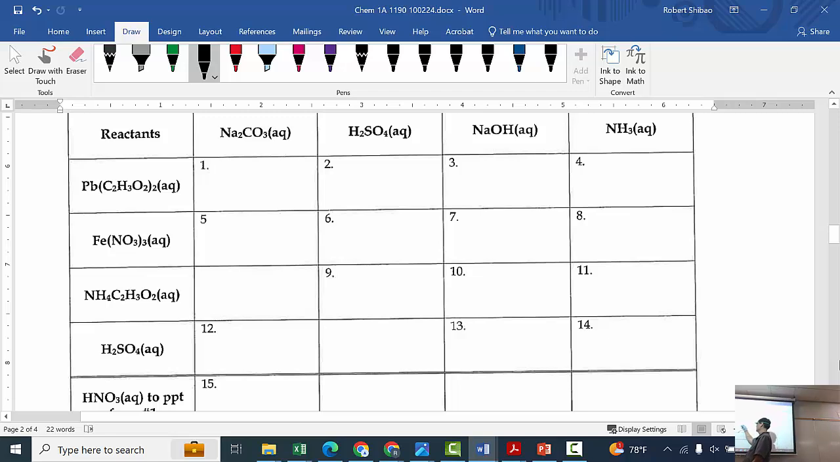Looks like nothing happened. Smells like nothing happened either, because it still smells like ammonia. It has a very strong ammonia smell. All right, 3 more to go. Sodium carbonate and sulfuric acid.